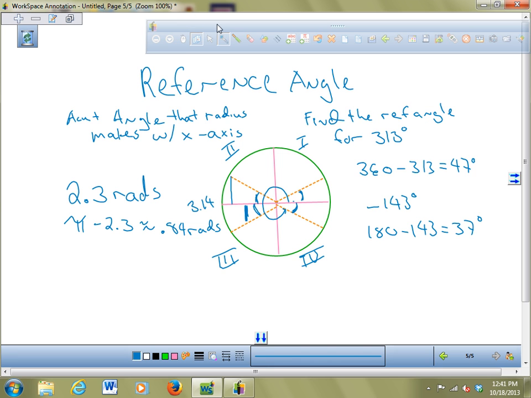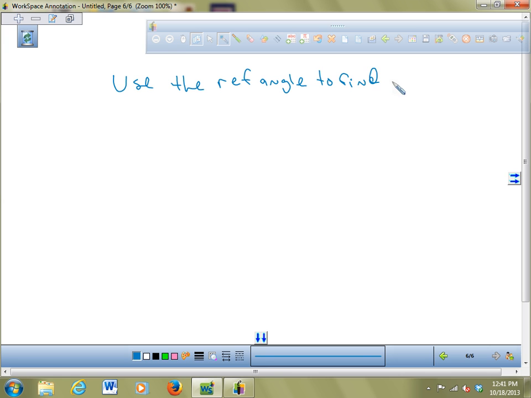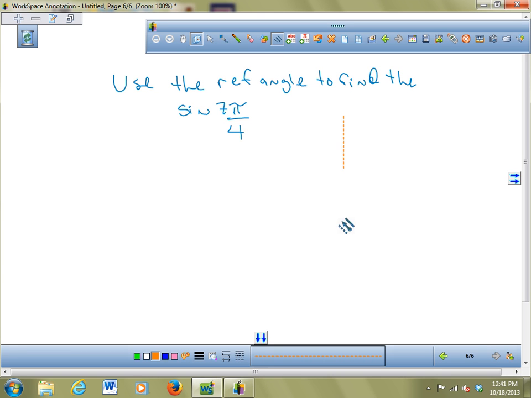So this is why you learn this stuff, because they'll say use the reference angle to find the sine of 7 pi over 4. Okay? So again, I think the best way to do all these problems is to draw a picture. Okay? Sine of 7 pi over 4.